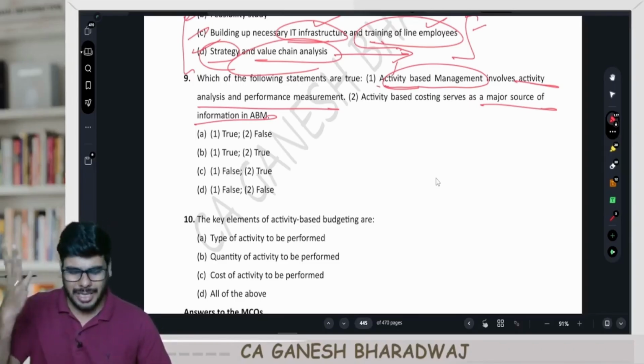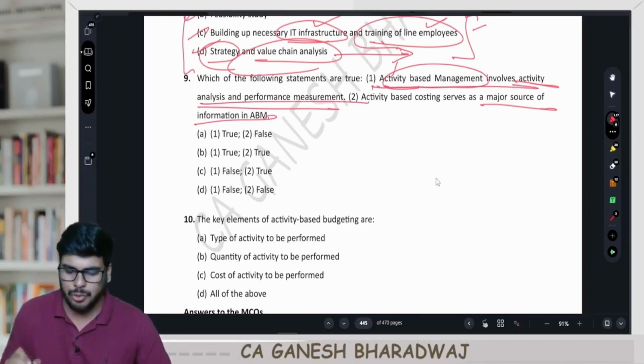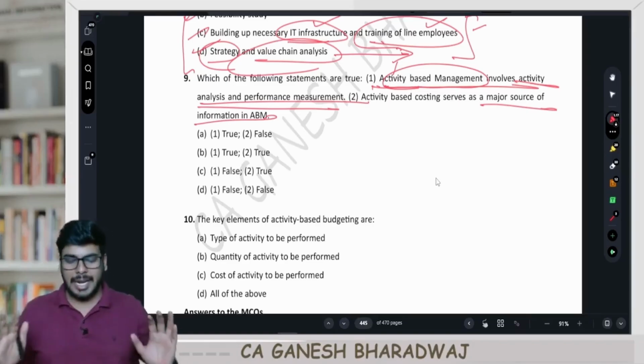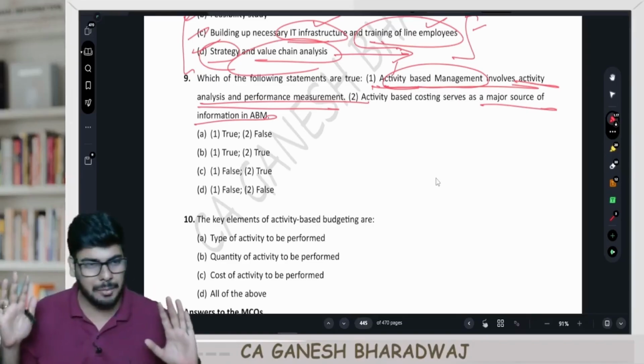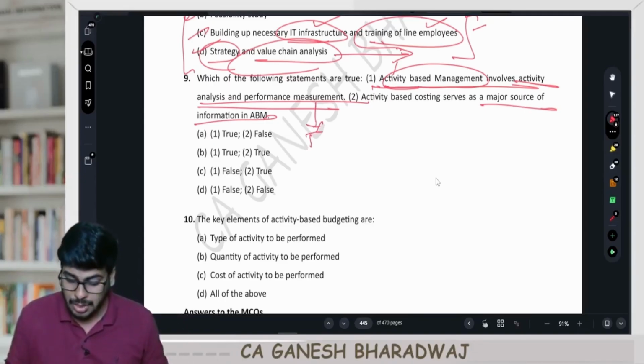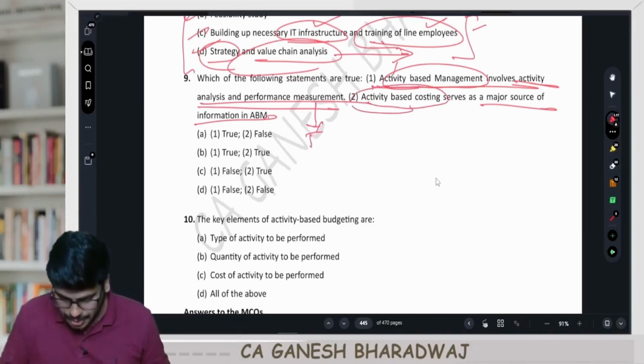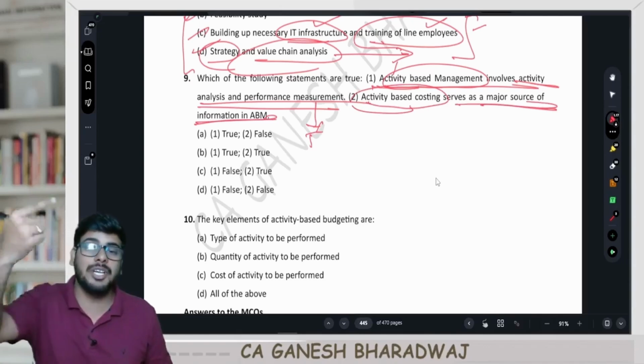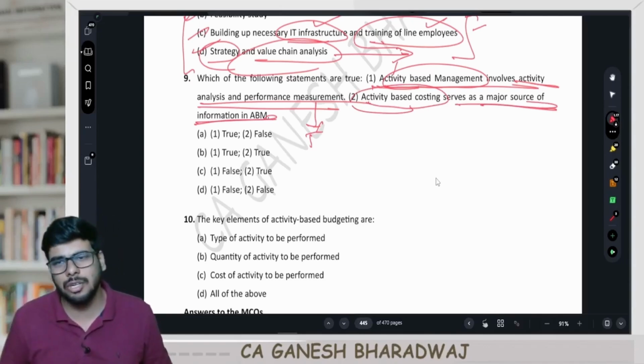Now, think logically, do you think the first statement is true? Activity-based management involves activity analysis and performance measurement. Yes, looks true. Does it seem true? Yes, this is true. Next, activity-based costing serves as a major source of information in activity-based management. Does it look true? Does it look true?